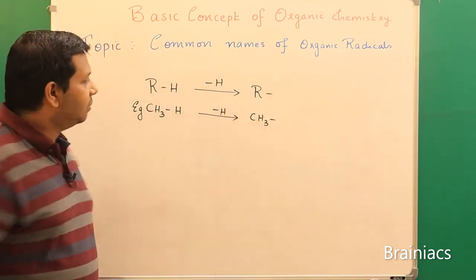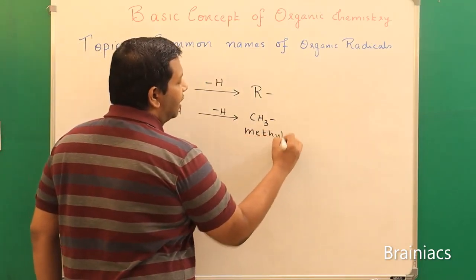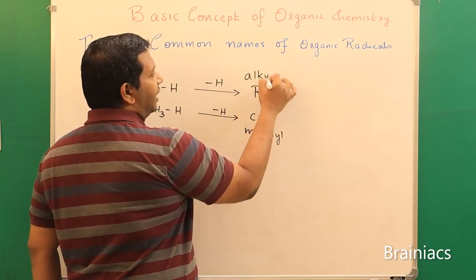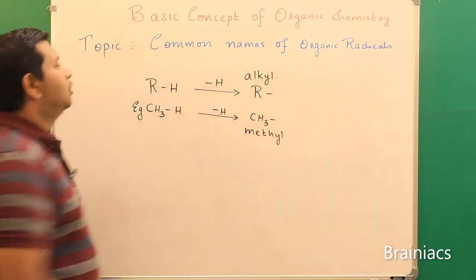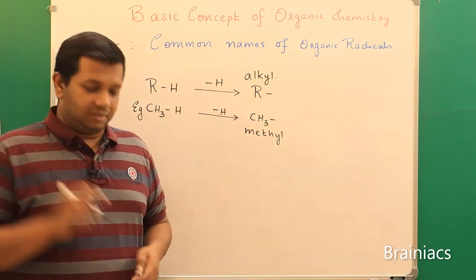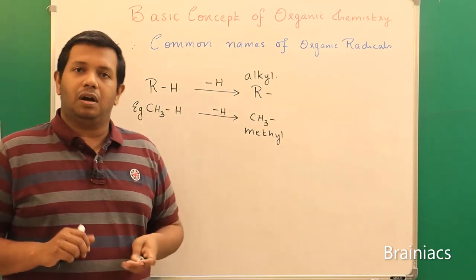Now what is its name actually? I can say this is methyl radical. And similarly, what will be the name of this one? We say alkyl. Understood? So this type of species, we call it as what actually? Radicals. Okay. So these radicals are classified into many actually.